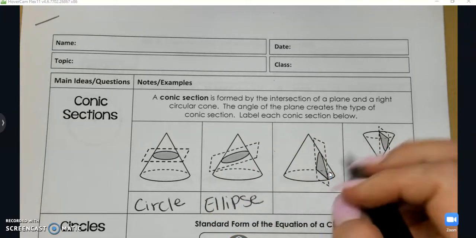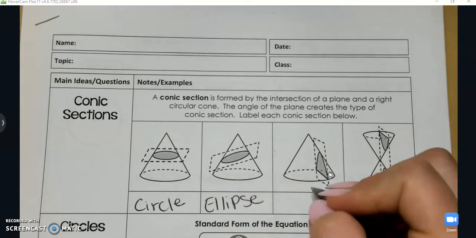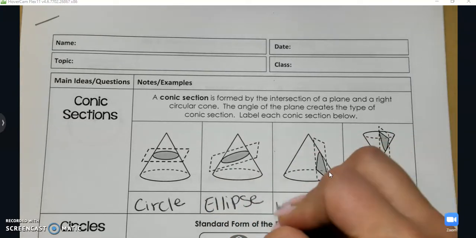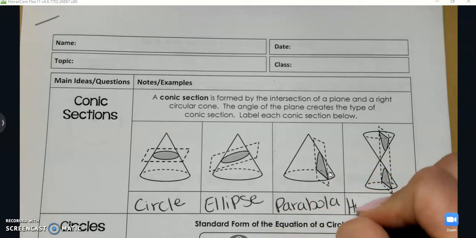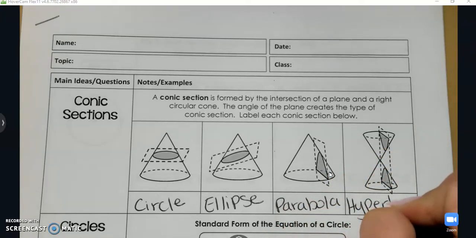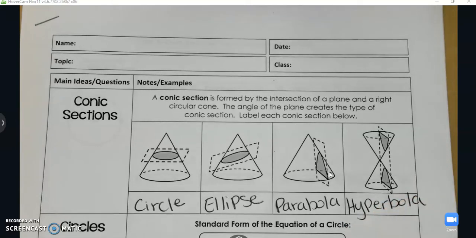Last time we looked at a parabola, which is where it's not quite vertical, it's still slanted a little bit, but more so than the ellipse. And then next time we're going to be looking at the last type, which is a hyperbola. And that is when we take the vertical plane through the cone.